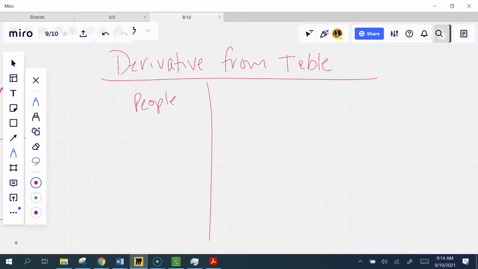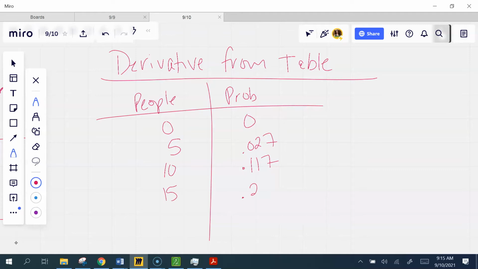All right, I'm not going to copy the whole chart, but it goes through 0, 0.027 for 5, 10, 0.117. I'm going to put a couple so I can show you by example what you need to do, and then I'm going to be done with this. This goes all the way up through 70, going up by 5 people in the room each time. And so what you're asked to do is to estimate the derivative. If this is f of x, you're asked to estimate f prime of x based on this data.